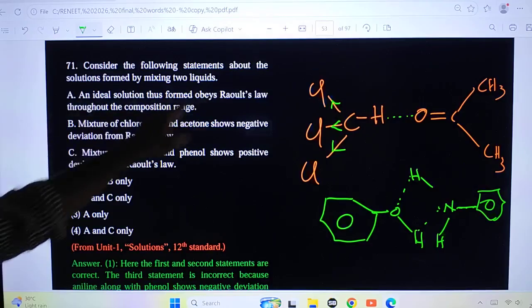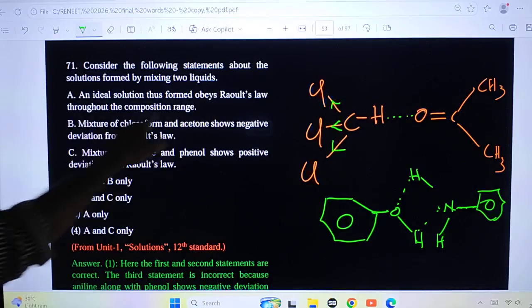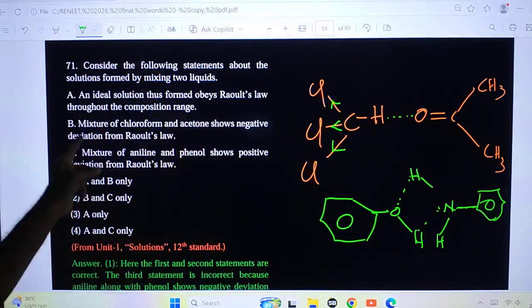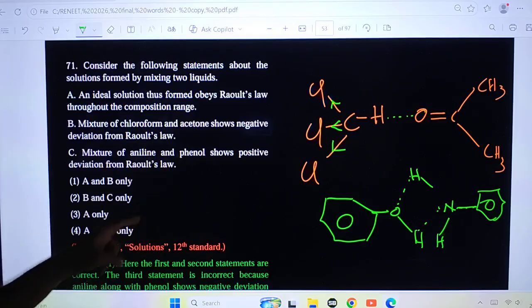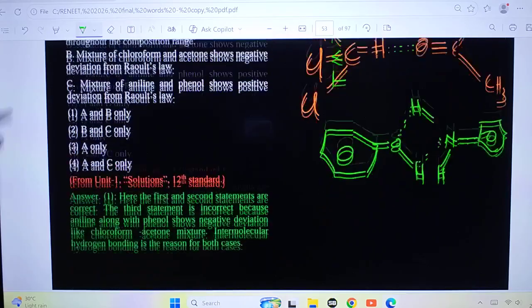An ideal solution formed obeys Raoult's law throughout the composition range is correct. A mixture of chloroform and acetone shows negative deviation, correct. A mixture of aniline and phenol shows positive deviation is wrong because it also shows negative deviation. So option 1 is the correct answer.